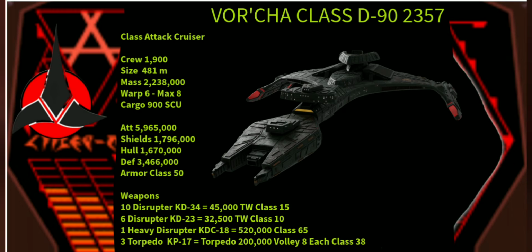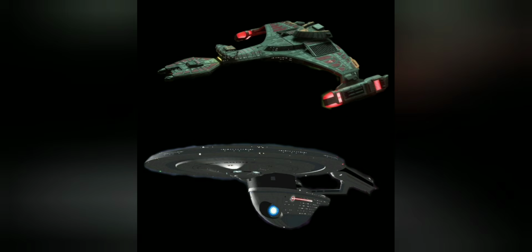The formulas don't match, but it is 520,000, so I left it because we see that on screen. Now, I did upgrade the torpedoes to what VASA has, which is a class 38, which is higher than my 171,000, which is 200,000, and I gave it the full volley of 8, which we've seen with some of the other ships. So overall, the attack value is 5,965,000. Not a huge increase, but a slight increase.